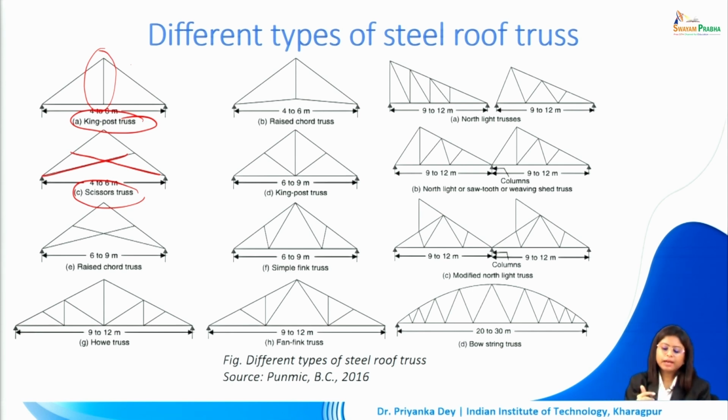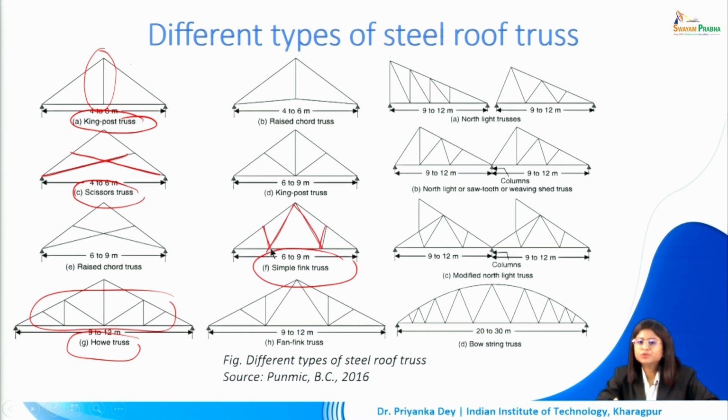We can also have a hoe truss. So here we will have, in addition to the central king post, additional vertical posts as visible here, and of course associated with that we can introduce the necessary number of struts. We can have a simple fink truss, as it is evident here.